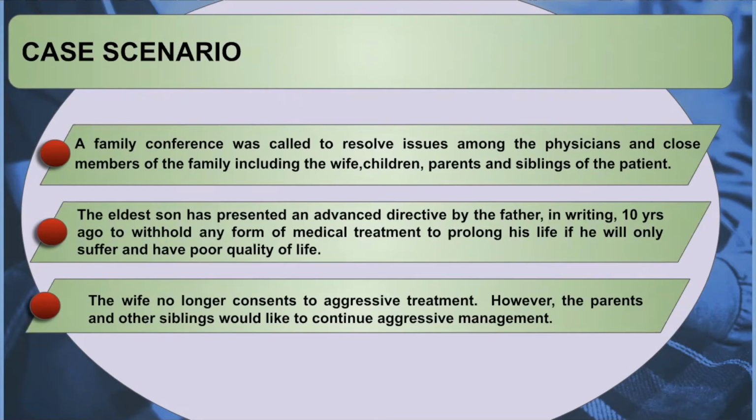A family conference was called to resolve issues among the physicians and close members of the family, including the wife, children, parents, and siblings of the patient. The eldest son has presented an advance directive by the father in writing 10 years ago to withhold any form of medical treatment to prolong his life if he will only suffer and have poor quality of life. The wife no longer consents to aggressive treatment. However, the parents and other siblings would like to continue aggressive management.